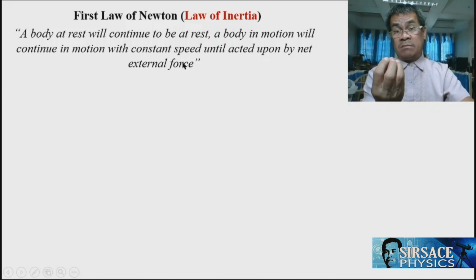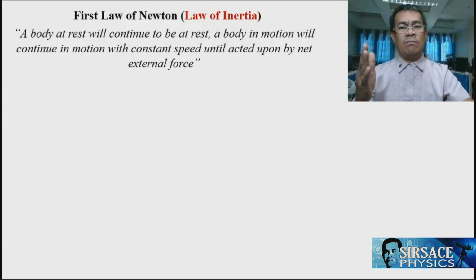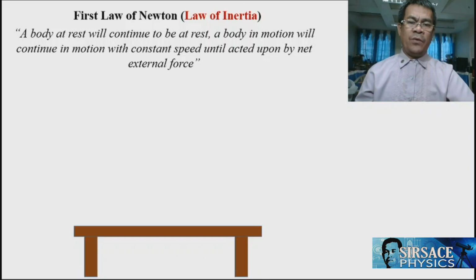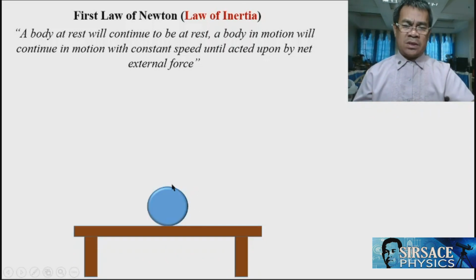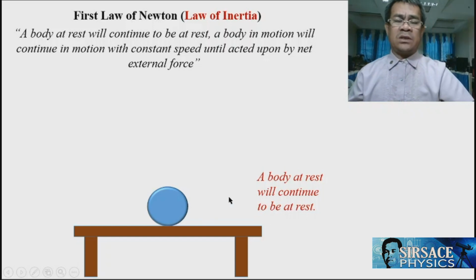If the body is at rest, then it will continue at rest. When the body is in motion with constant speed, it will continue moving with constant speed unless acted upon by a net external force. If we have an object placed on the table, this object will remain at rest unless acted upon by a net external force. So therefore, a body at rest will continue to be at rest.